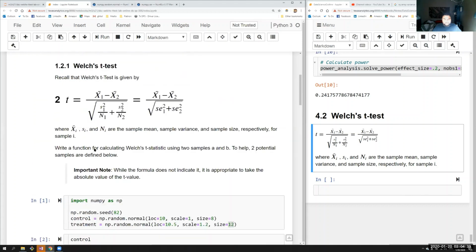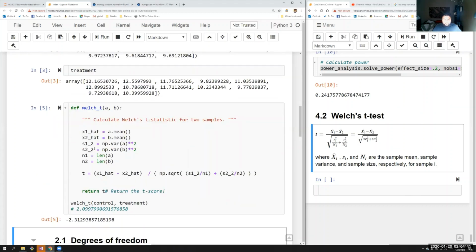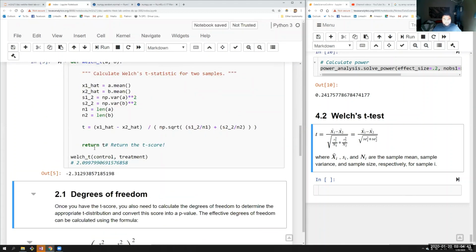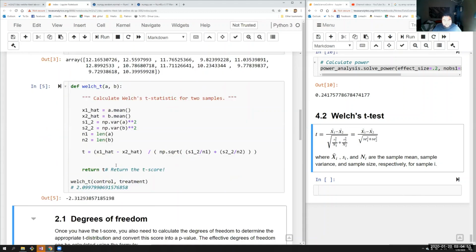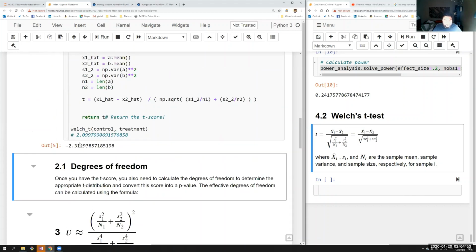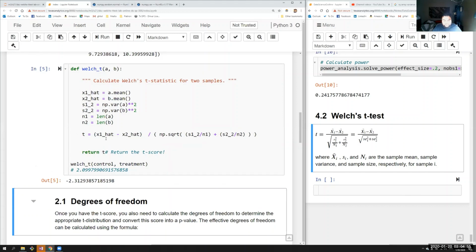Control, treatment. Did I do the thing wrong? Wait, it said something about absolutes, right? Important when designing it is appropriate to take the absolute value of the t-value. Well, I mean, that still shouldn't be different though, right? What if we switch it around? Oh, because I didn't square. No, but I squared it up here, so that term is squared.